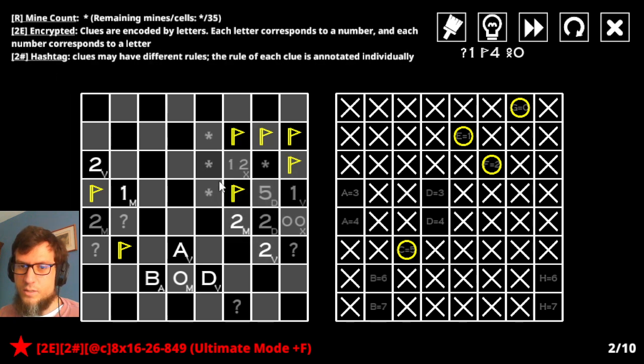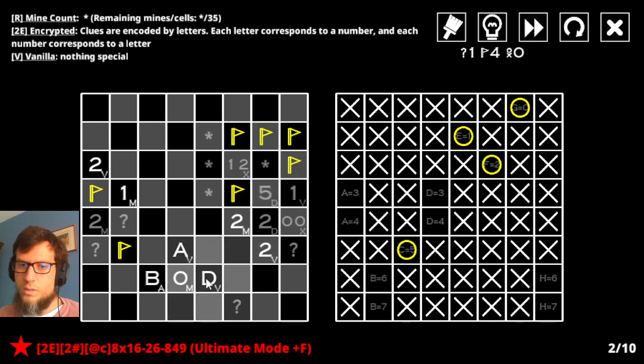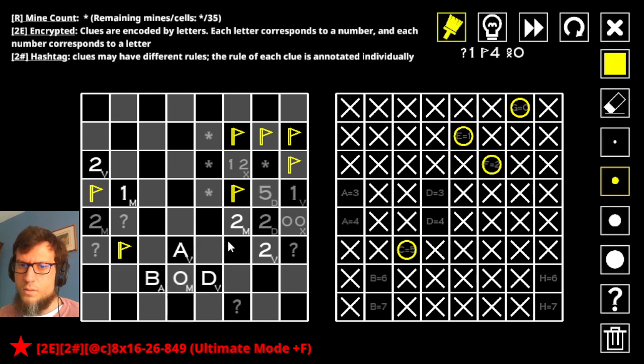And if this is gone, this can only have one more mine in its spots. So, well, no, I don't think that tells me much, does it? But okay, so if this is a mine, then both of these are not. No, that doesn't really say much, does it? I don't think so.